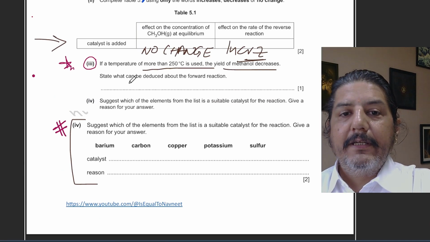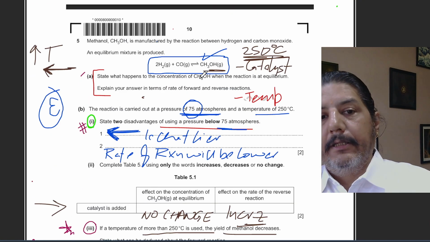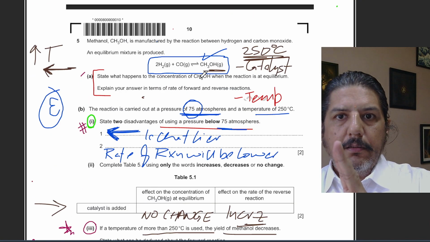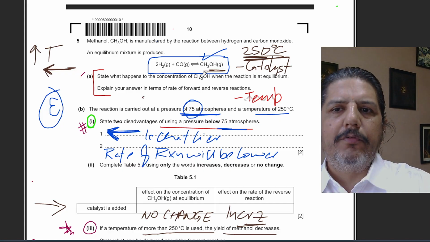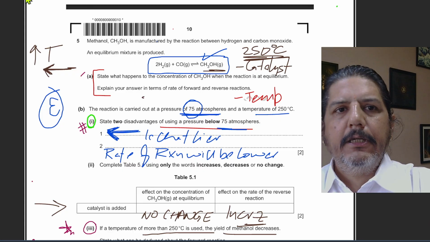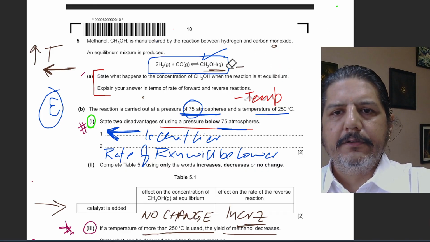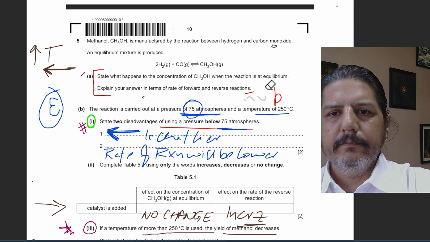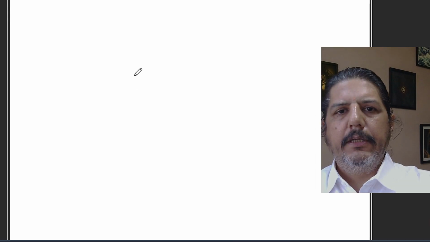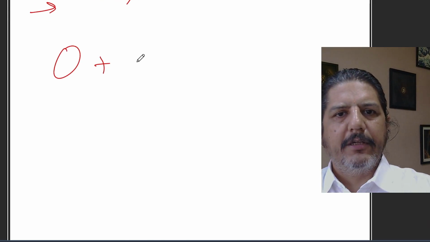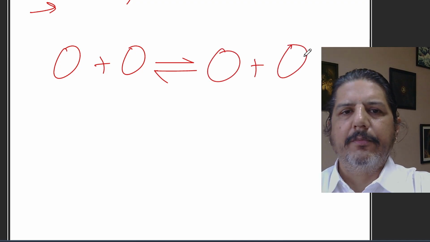And what he is saying is state what can be deduced about the forward reaction. So again, they are saying if you increase the temperature, the equilibrium shifts in the reverse direction. So what can be said about the forward reaction? Again, beautiful question, and let's try to discuss this. Let me get some space here. Okay. Now, if a reaction, let us assume there's some reaction which happens, x plus y in equilibrium with y plus z. So this is something which happens.